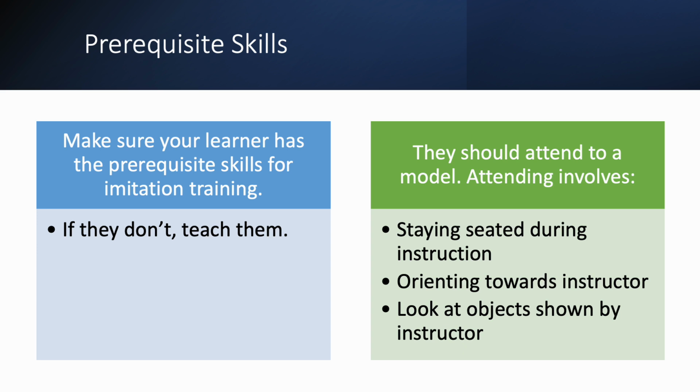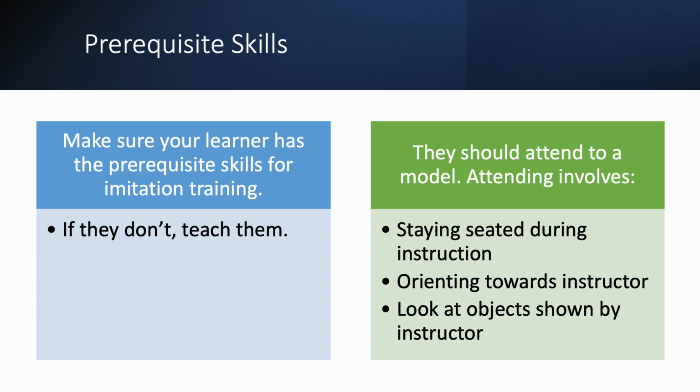They need to be able to see the model. I guess we can define what attending means. They need to be able to stay seated during the instruction, or not necessarily seated, because you can have a person copy a model when you're standing, but they basically need to be able to orient themselves towards you, or towards the instructor, whoever the instructor is. And then if you're going to be doing some form of imitation training that involves objects, then they need to be able to look at the objects that you're showing them and attend to the objects that you are showing them.